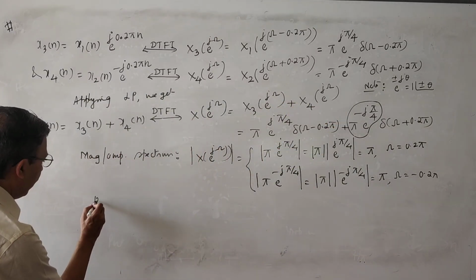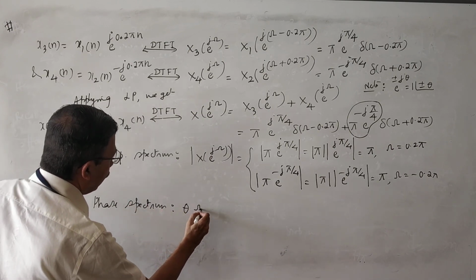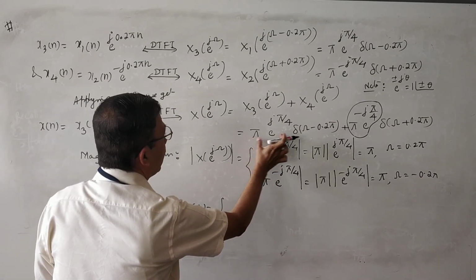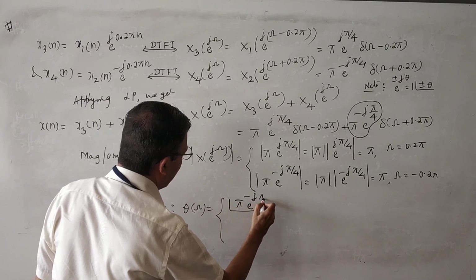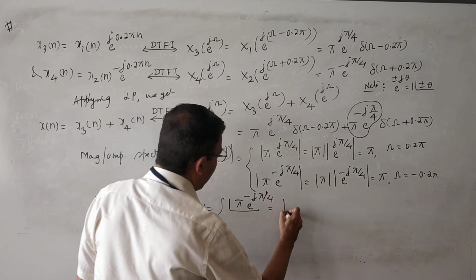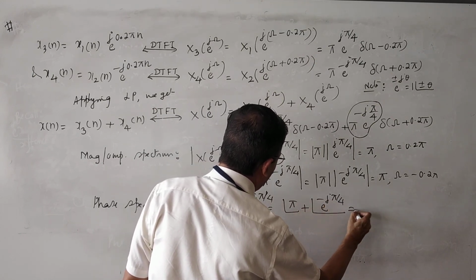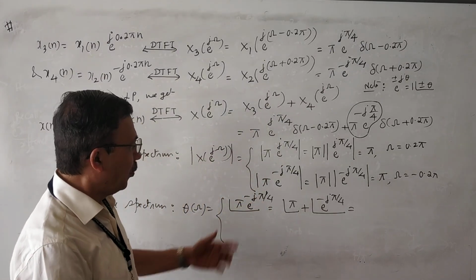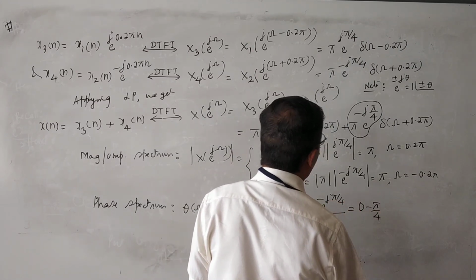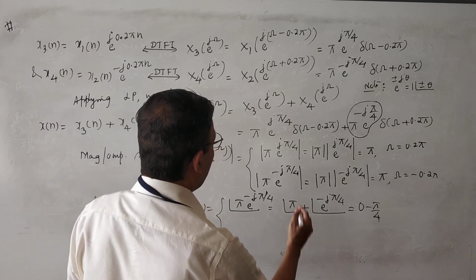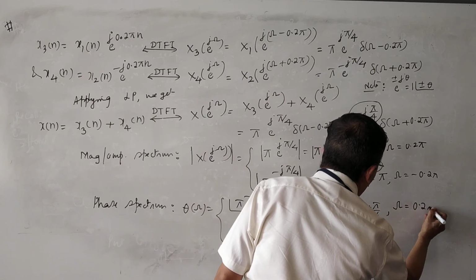What is the phase spectrum? Phase spectrum, theta of omega equals. We have to find this; the impulse gives only location. Angle of pi into e to the power minus j pi by 4 is nothing but angle of pi plus angle of e to the power minus j pi by 4. Pi means 3.14, a real number. So what is its angle? 0. What is the angle of this exponential? Minus pi by 4. Sorry, plus pi by 4. This is at omega equal to 0.2 pi.